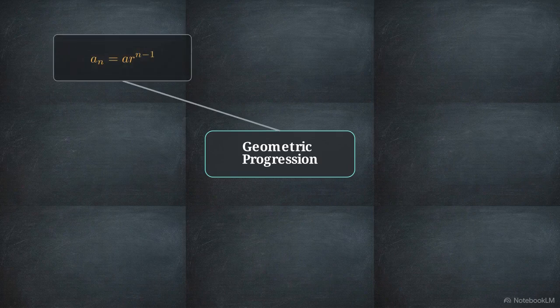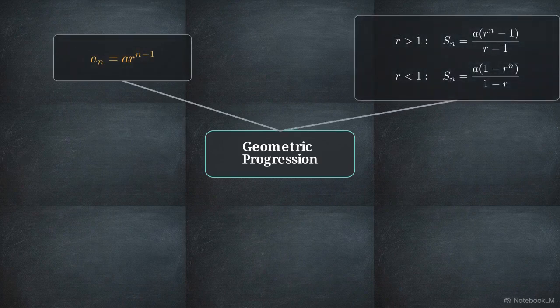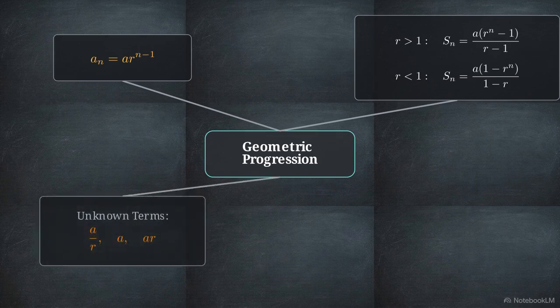To consolidate, look at this final revision mind map. It connects the nth term formula to the two distinct sum conditions based on the value of r. It also shows the standard algebraic assumptions to use if a question asks you to find three unknown terms in a GP, a over r, a, and a times r, which ensures your r terms cancel out during multiplication.